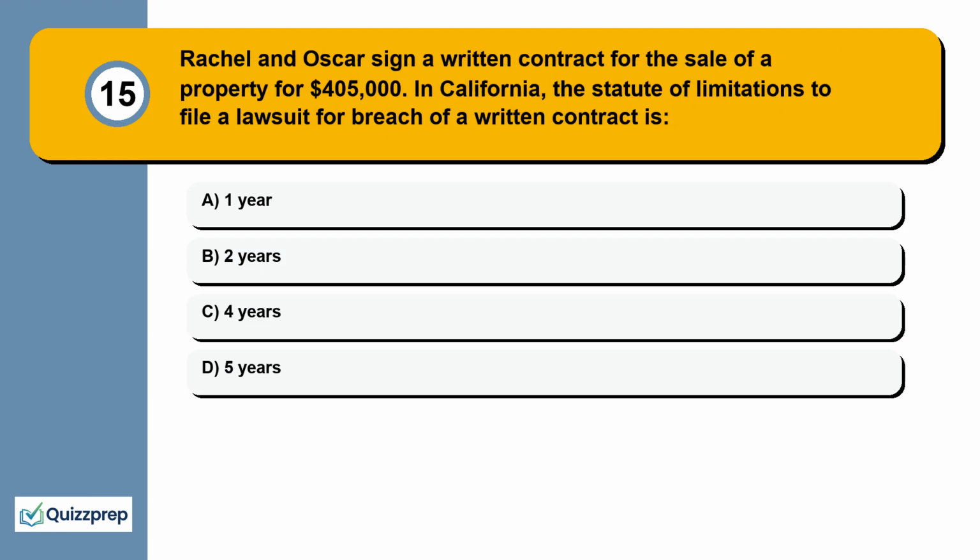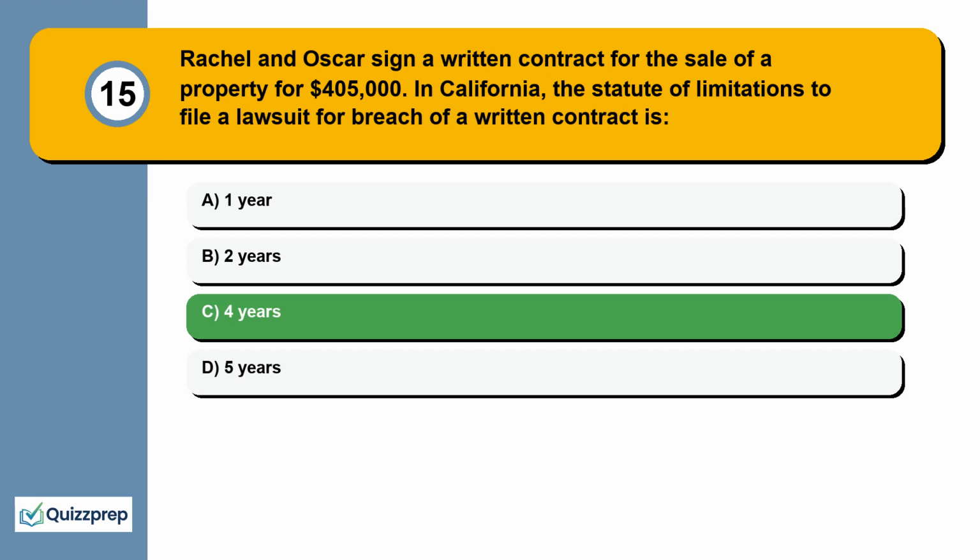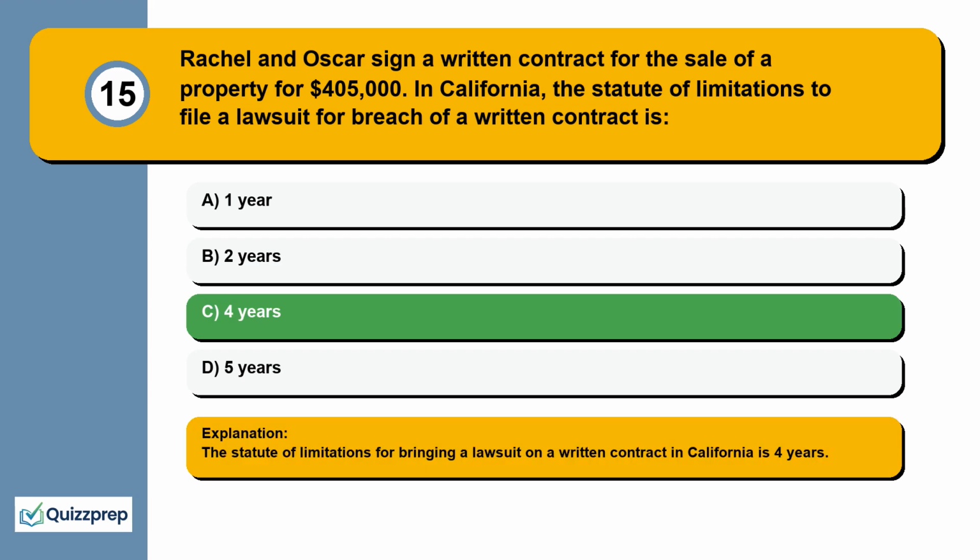Question 15. Rachel and Oscar sign a written contract for the sale of a property for $405,000. In California, the statute of limitations to file a lawsuit for breach of a written contract is 1 year, 2 years, 4 years, 5 years. The statute of limitations for bringing a lawsuit on a written contract in California is 4 years.